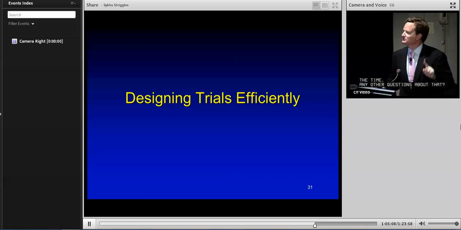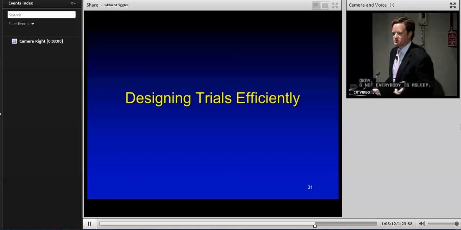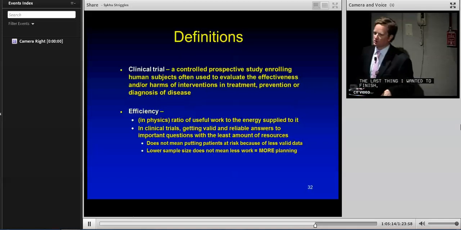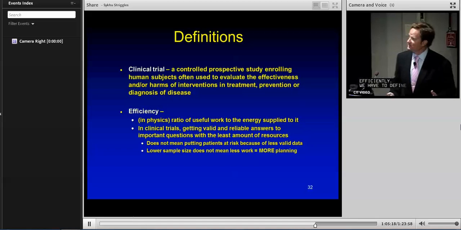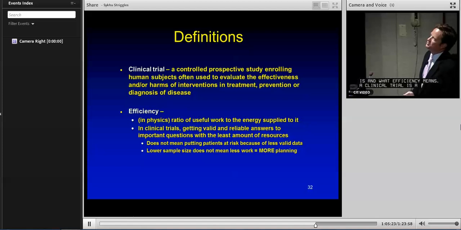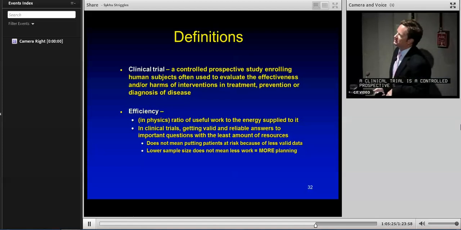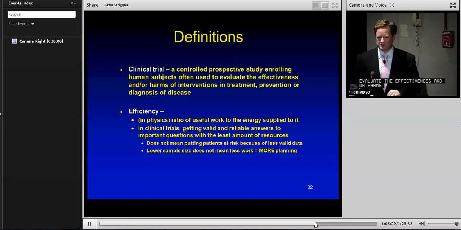Good. Not everybody's asleep. So the last thing I wanted to finish up was just to talk about how we take those principles and do trials more efficiently. So first of all, we've got to define what a trial is and what efficiency means. So a clinical trial is a controlled prospective study enrolling human subjects that's often used to evaluate the effectiveness and/or harms of interventions in treatment, prevention, or diagnosis of disease.